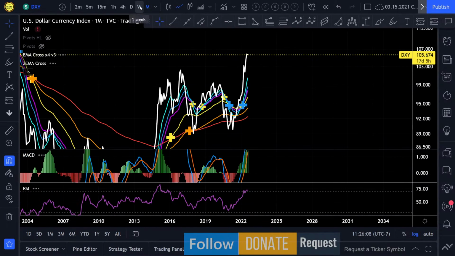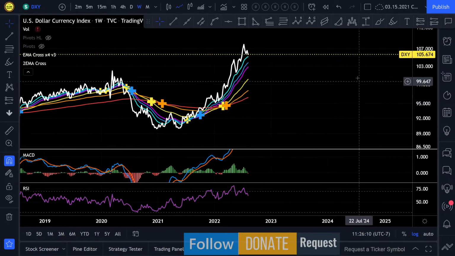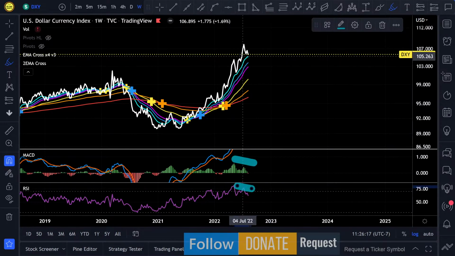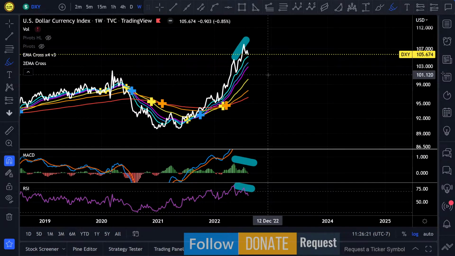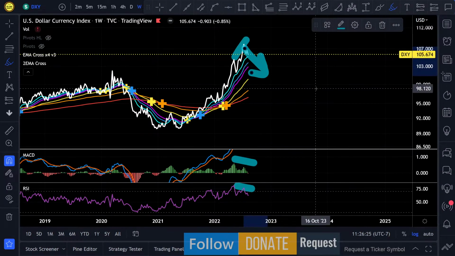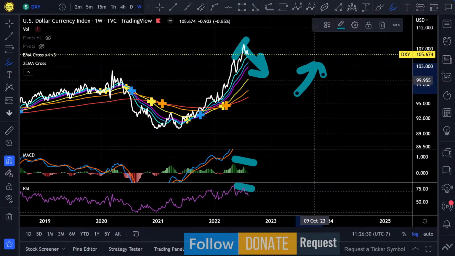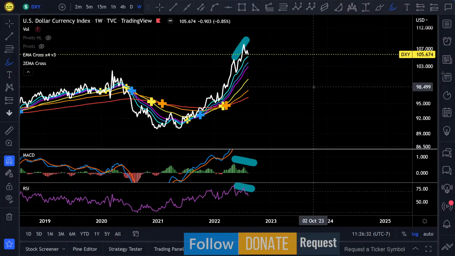This is why I'm a little concerned. Wait a second, if the DXY has bearish momentum right now on the weekly, which it definitely does, that means it could pull back. If the inverse correlation is true, if DXY comes down, then the stock market should attempt to keep going up. So we'll see if it's going to happen or not.